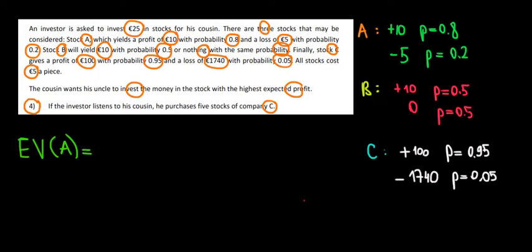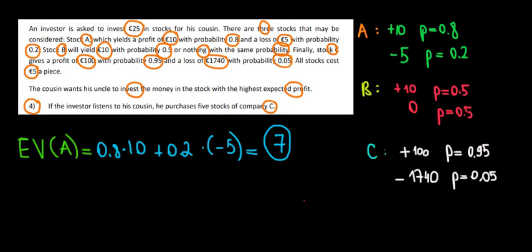That's going to be an 80% chance of getting 10 euros in profit. So that's 0.8 times 10, and a 20% chance, or 0.2, that we're losing 5 euros, so times minus 5. I'm doing it right now on the calculator. That's going to be 0.8 times 10 minus 0.2 times 5, that's equal to 7. So the expected value here is gonna be 7.